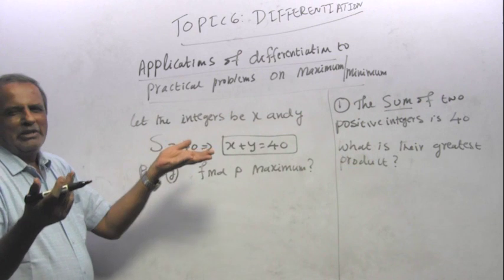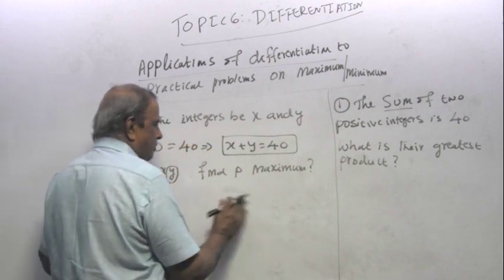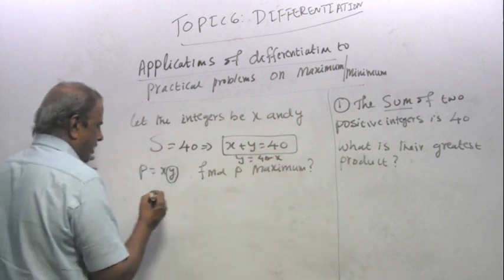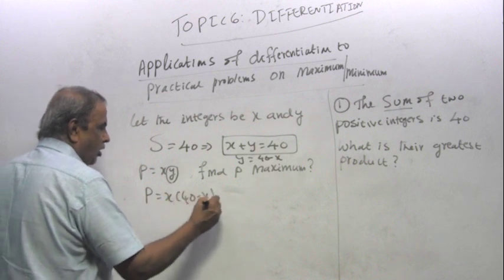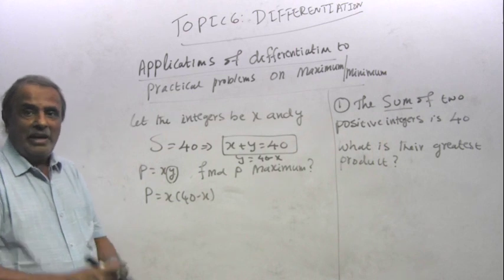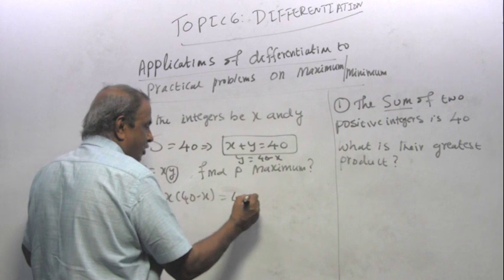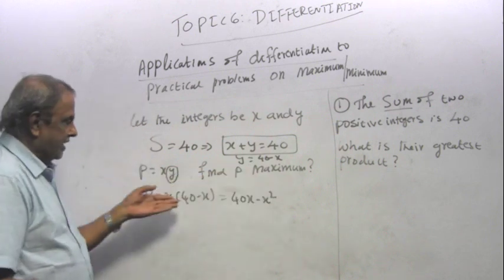Always dy by dx, so let's use x. Therefore y equals 40 minus x. So P is x times (40 minus x). I've come across students trying to use product rule with this. Please think for a moment. It's a very simple expression: 40x minus x squared. It's easier to differentiate that than use product rule.